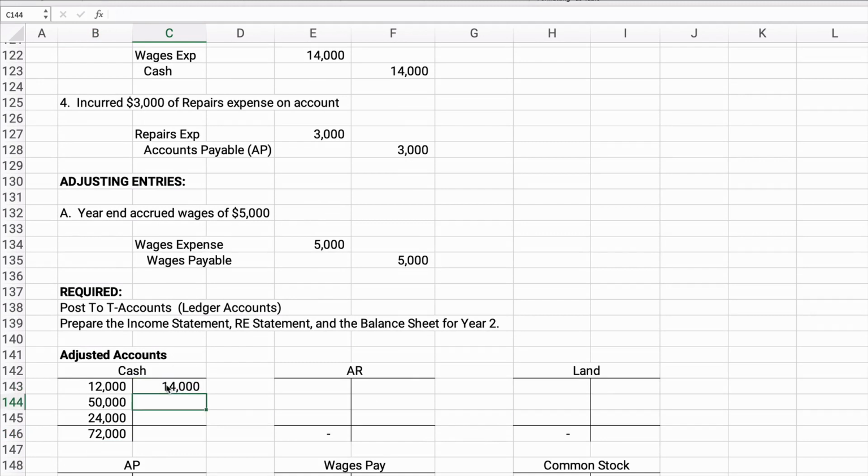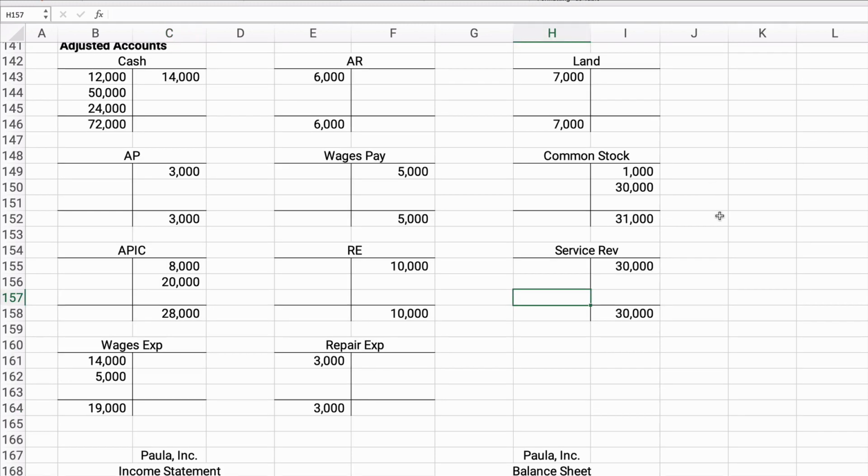I'm going to quickly put all the numbers in and skip ahead in the video, and I'll be right back. Okay, I've quickly entered all the numbers here. So accounts receivable has a $6,000 balance, land $7,000, accounts payable $3,000, wages payable $5,000, common stock is $31,000, additional paid-in capital is $28,000, retained earnings is $10,000, service revenue is $30,000, wages expense total $19,000, repair expense $3,000.